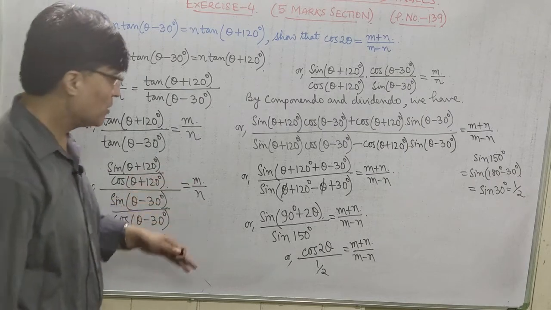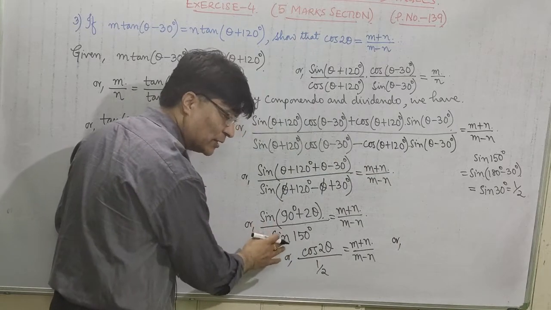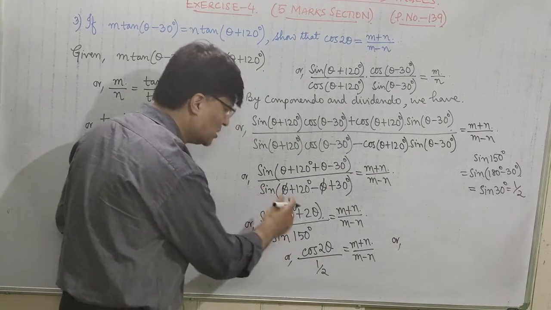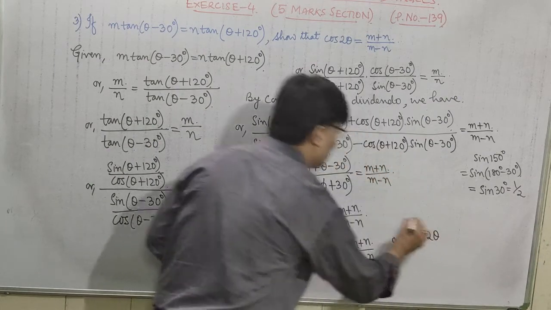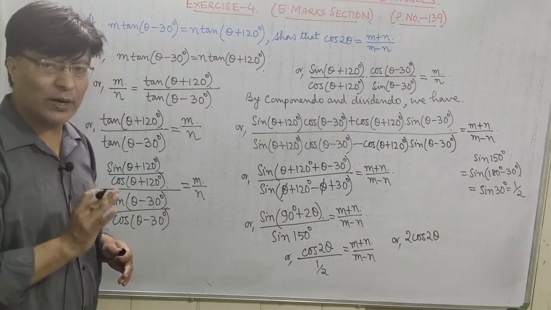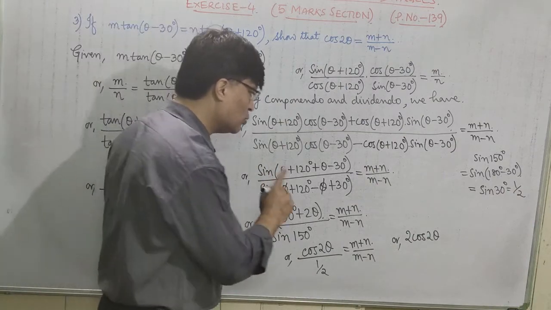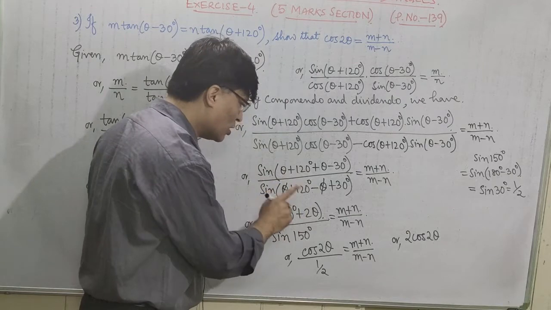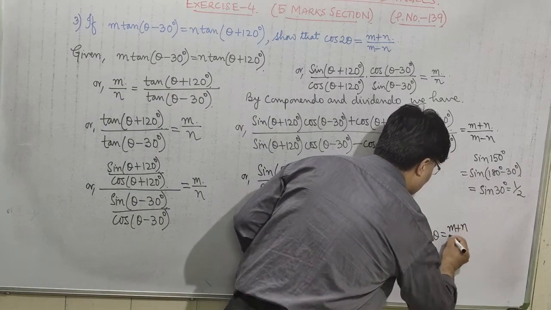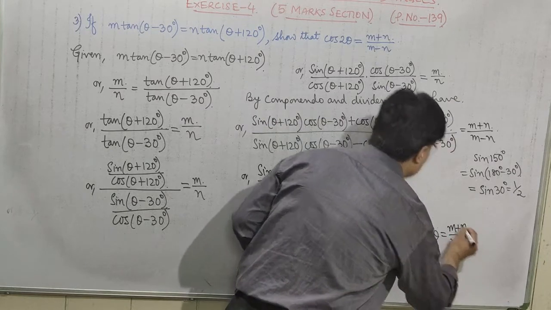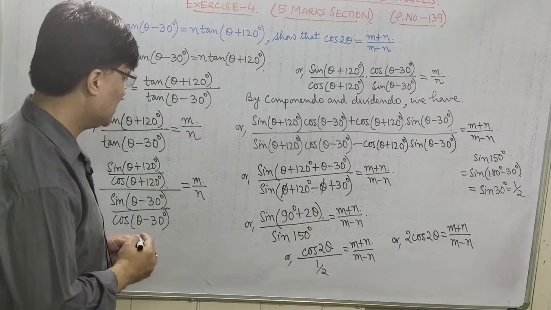So is that clear? So now you can simplify. When this half goes up in the numerator, it becomes upside down. So 2 is in the numerator, that is 2 cos 2 theta divided by 1. So dividing by 1, if it is 1 there, you don't have to write it. So 2 cos 2 theta is equal to m plus n divided by m minus n. So it is done. So we have proved that.